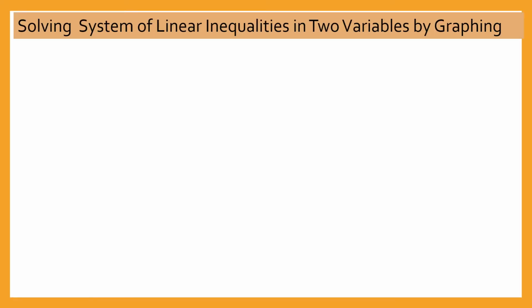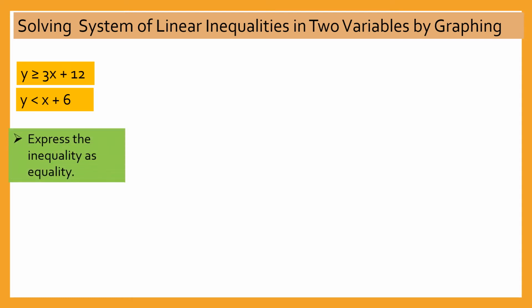Now we're going to solve the system of linear inequalities in two variables by graphing. So I have here y is greater than or equal to 3x plus 12. And I have here another one, y is less than x plus 6. If you haven't watched my video about graphing, you can watch it here. Now, we're going to graph this one by one.